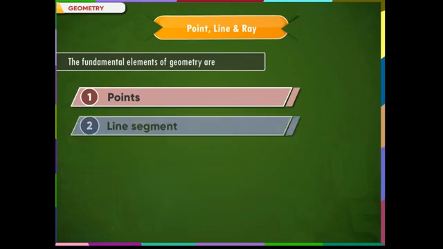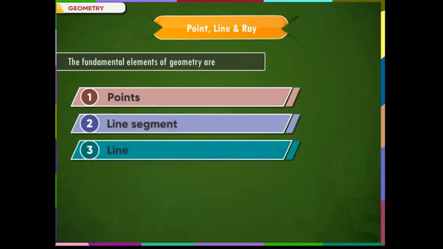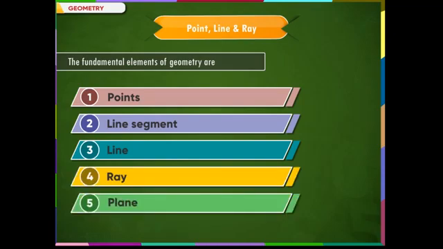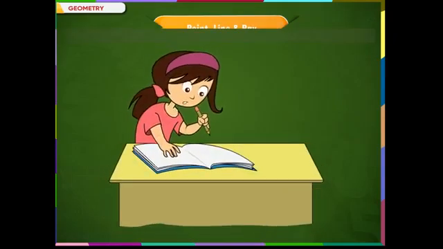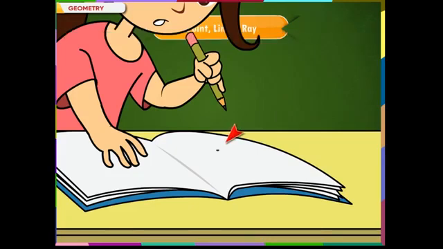Point, 2. Line segment, 3. Line, 4. Ray, and 5. Plane. Shalu wants to draw a line, so she puts a dot on a paper with a pencil. This dot gives us the idea of a point.